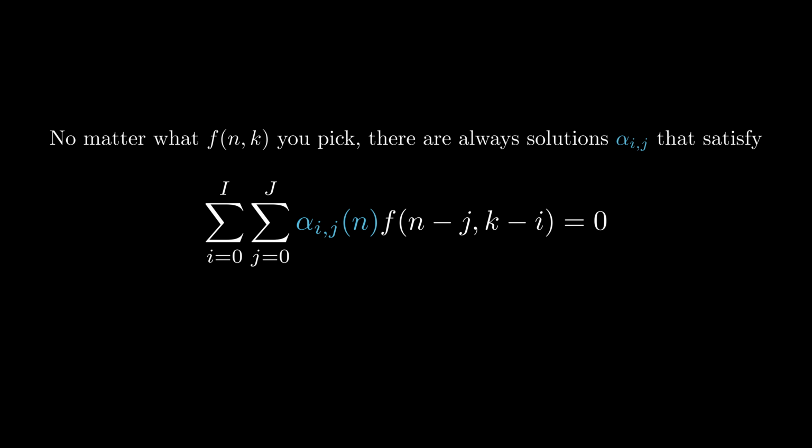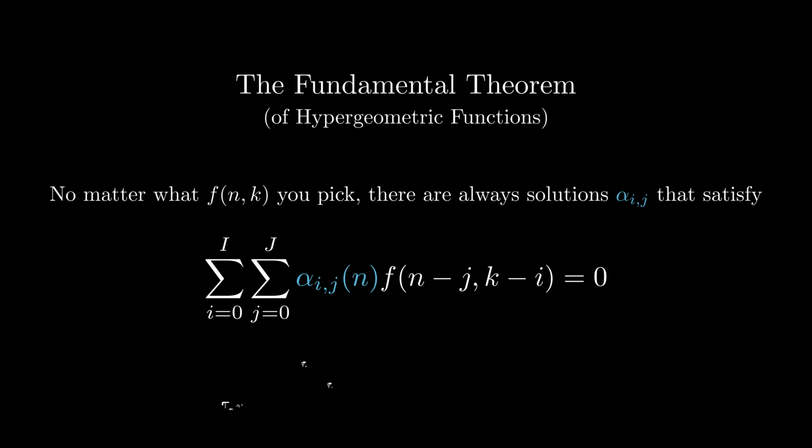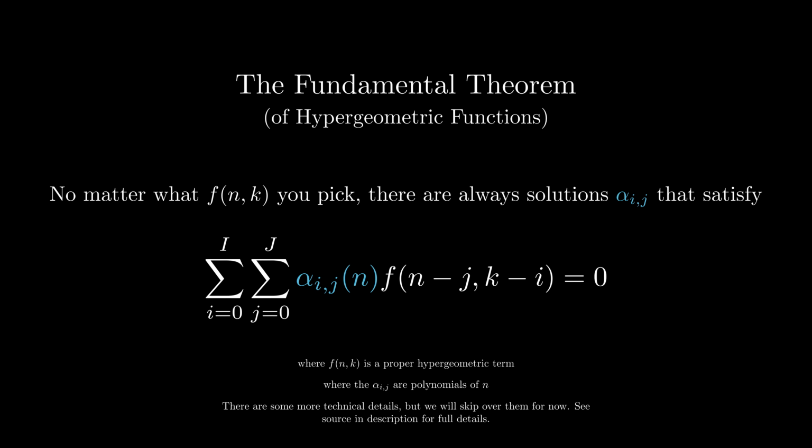Let's start by proving that all hypergeometric sums will have a solution by this method. In other words, no matter what hypergeometric term f of n,k you select, you can always find coefficients alpha such that this summation equals 0 for large enough i and j. This idea is so important that it is called a fundamental theorem for hypergeometric terms and functions. Here is how we are going to tackle the proof.